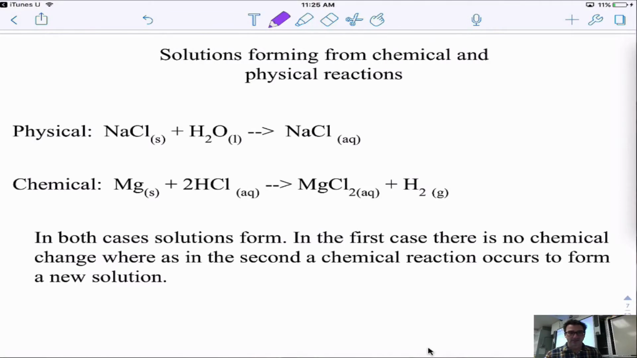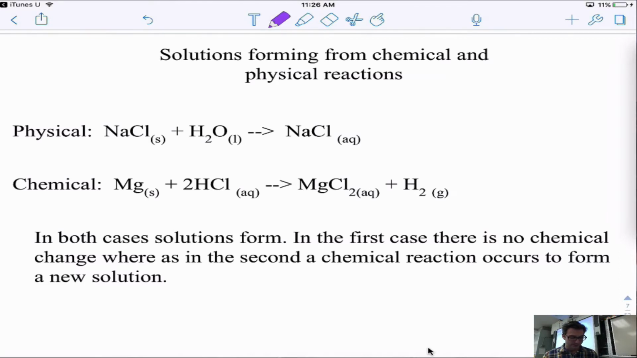Alright everyone, so today we're going to discuss how we can form solutions, and when we react solutions, what occurs. Is there a reaction that takes place? And then maybe we'll talk a little bit about Table G if we have time. So we can form solutions either chemically or physically.